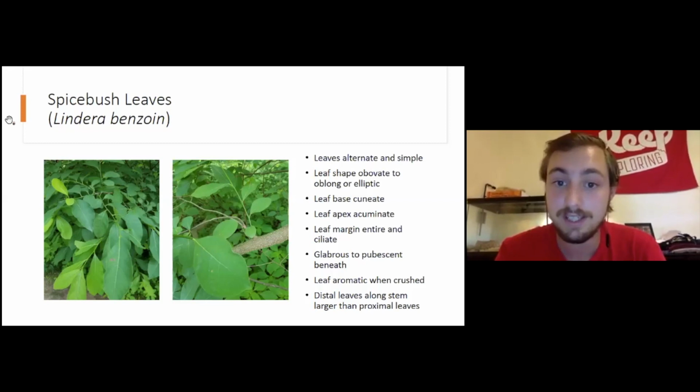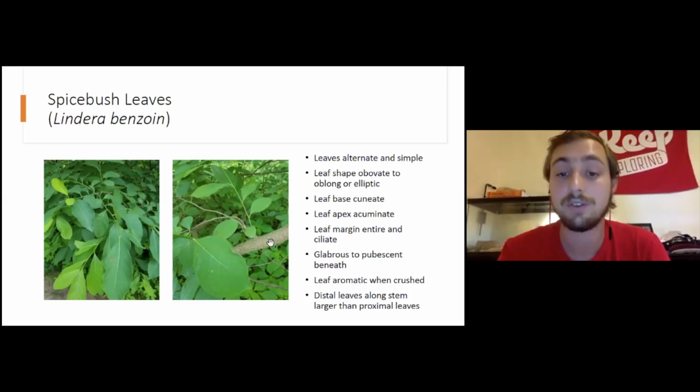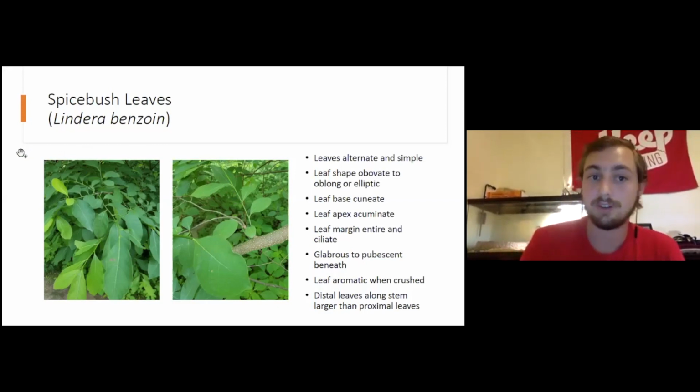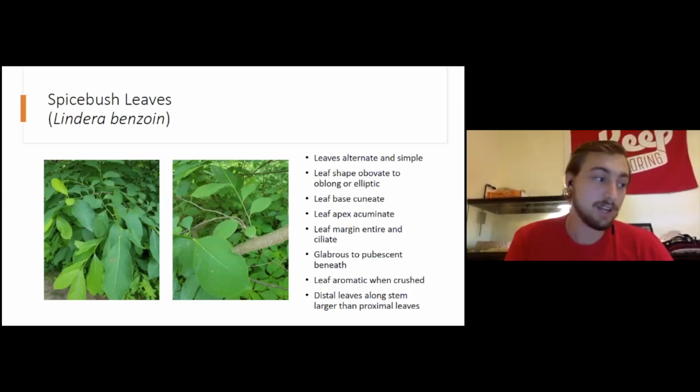So you can see here that this leaf really close to the origin of this stem, or as close to the main stem, is very small, and the further away you get, the larger the leaves get. Another distinctive feature of spicebush is its very textured white lenticels. So that does it for our leaf characteristics. I'll see if there's any questions now before moving on to flowers.